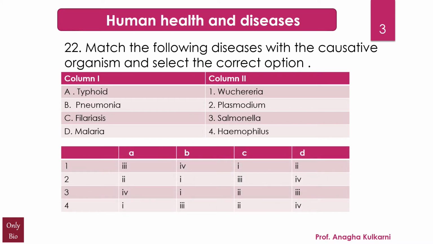And the options are given, and the correct answer is: first, that is typhoid, you can relate it with third, that is Salmonella. Pneumonia can be related with Haemophilus. Filariasis can be matched up with Wuchereria, and malaria with Plasmodium.